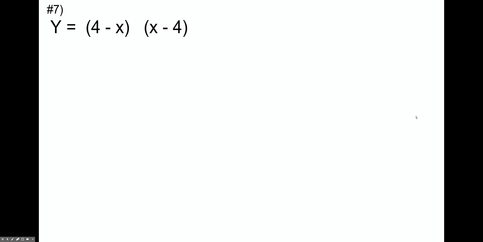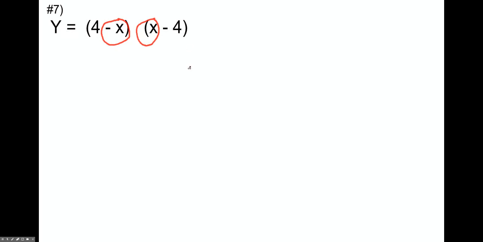Number 7, pause this video and try it on your own. All right, for this one, it has 2 x's, so that means it's going to be a degree of 2, and it's going to be a U shape. But something that you need to know about this U shape is that it has a negative x and a positive x. Look at what's in front of the x. It tells you if it's positive or negative.